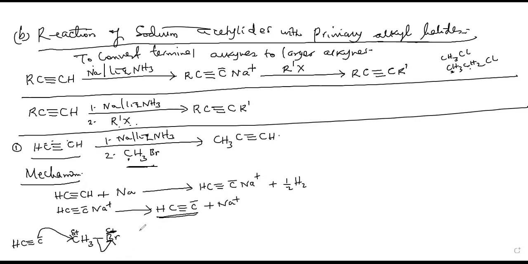For that case, you're going to have HC≡C, HC≡C, then CH3, which is the same as this. Of course, plus the bromine that you have not used. So this bromine will react with sodium from sodium bromide.